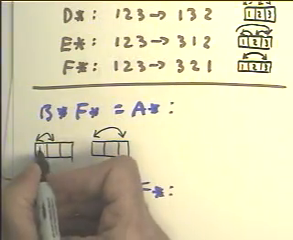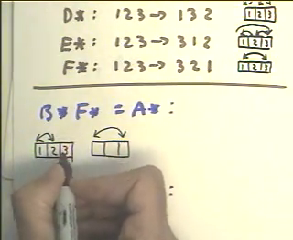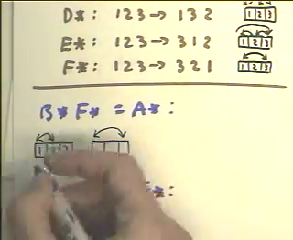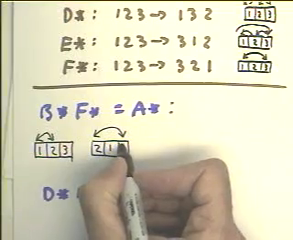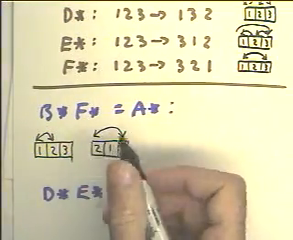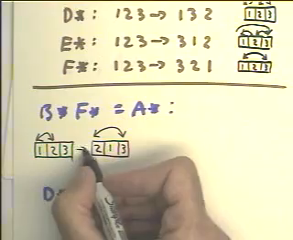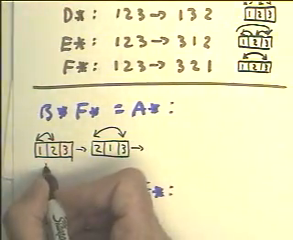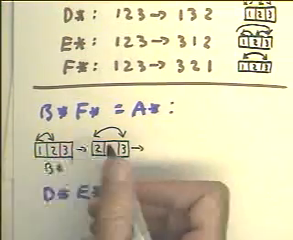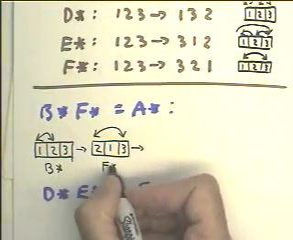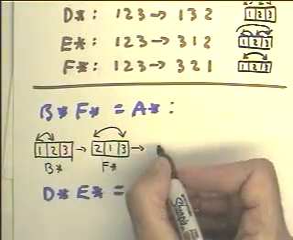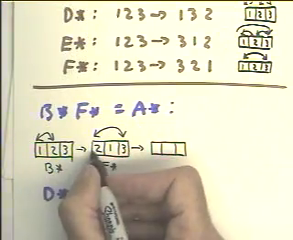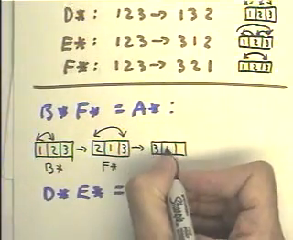Now if we start with 1, 2, 3 and do this switch, what do we end up with? Well, we end up with 2, 1, 3. So that 1, 2, 3 gives us 2, 1, 3. And that's what we get if we apply B star to the 1, 2, 3. If we then apply F star to the 2, 1, 3, that's going to switch the 3 and the 2. And we're going to end up with 3, 1, 2.